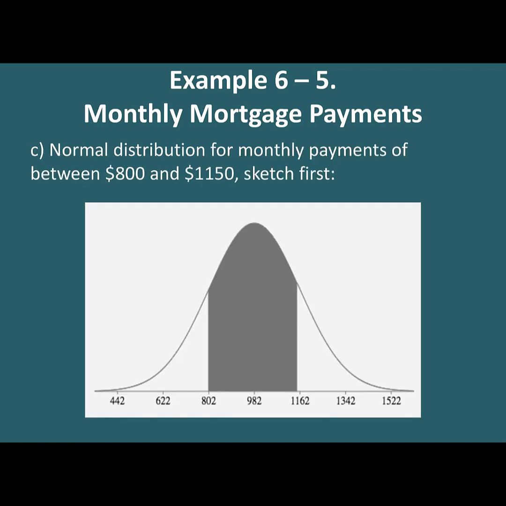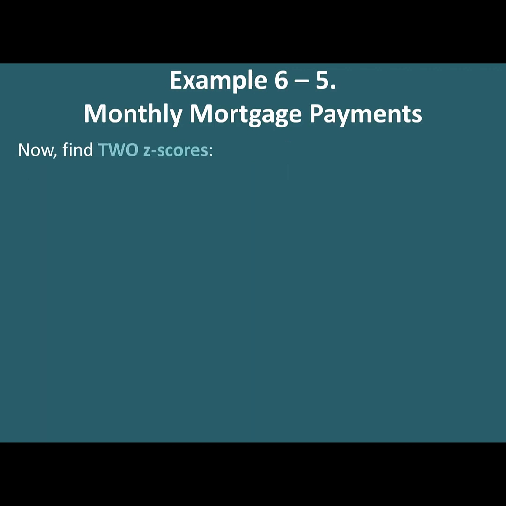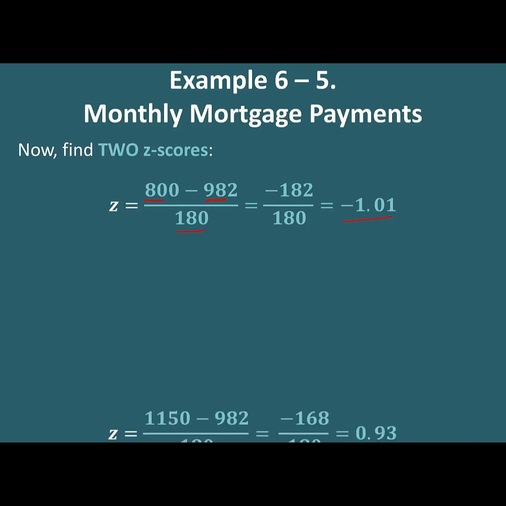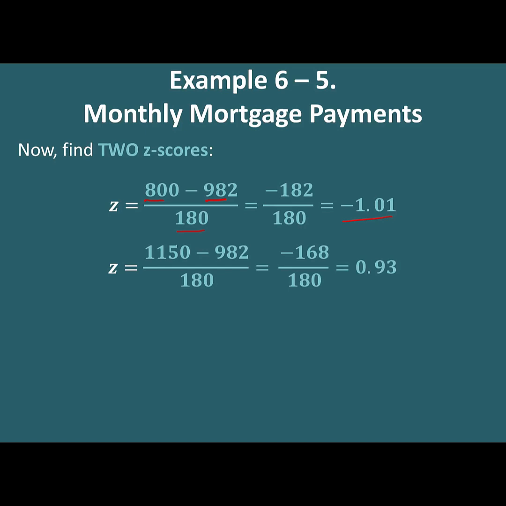Finally, let's take a look at the normal distribution curve for monthly payments between $800 and $1,150. Here is a sketch. Now, in this case, we're going to look for two z-scores. The first being for the monthly payment of $800. Once again, it's the value minus the mean divided by the standard deviation. In this case, we get negative 1.01. Doing the same thing to find the other z-score gives us 0.93.